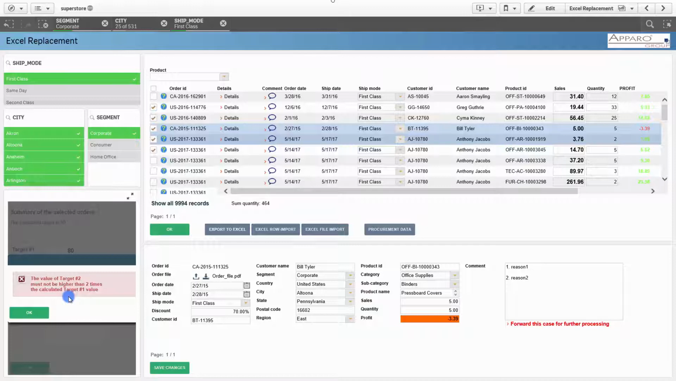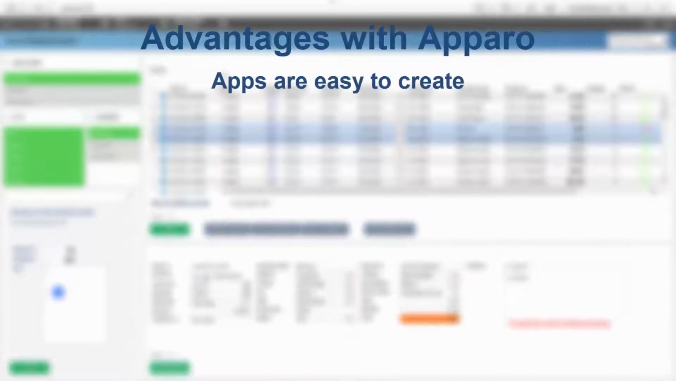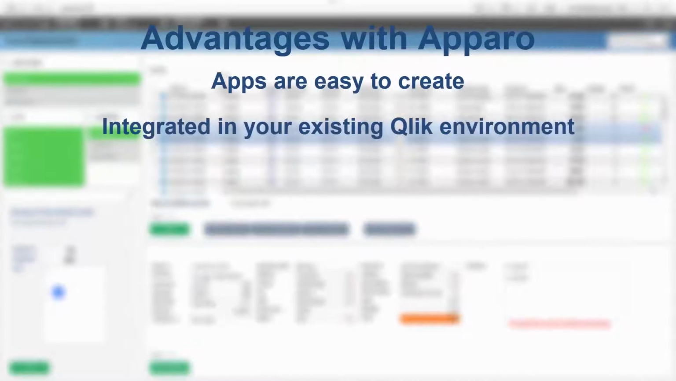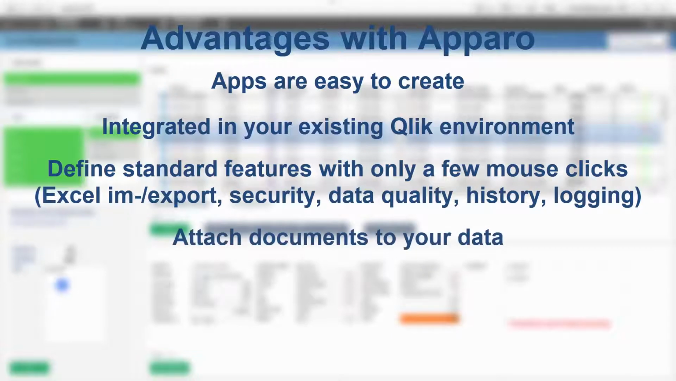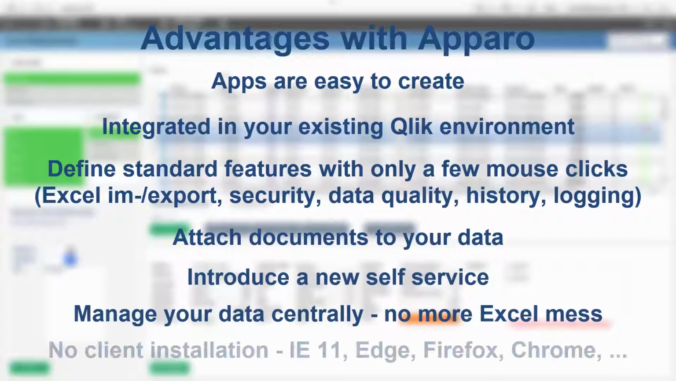If you can handle Qlik Sense, you can handle Apparo too. Advantages: easily create apps, integrated in Qlik Sense. Define features with the mouse. Attach documents. Self-service. Manage data centrally. Runs in a browser.